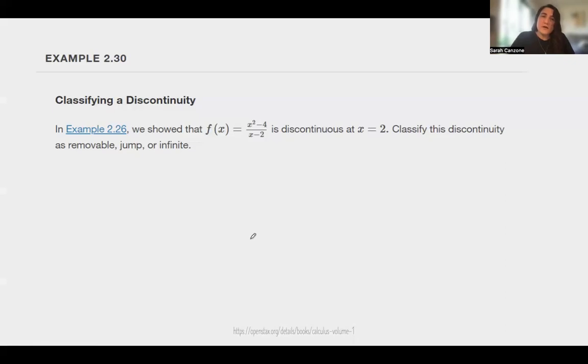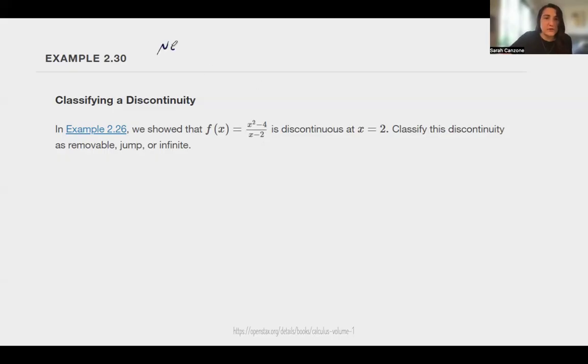Okay, now we can go ahead and try to classify some of these discontinuities. So we're looking at the same function that we had earlier. We already know that it's discontinuous at 2, right? But we can now classify that discontinuity at 2. So what we'll do is we'll first say to ourselves, well, what can we do with this function? Is there anything that we can do with this function? And the answer is yes, x squared minus 4. Some of you may recognize that as a difference of perfect squares.